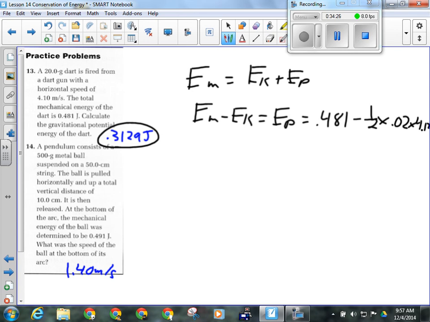How high is the dart? Okay, so how did we do that? Well, we said that EP equals m times g times h, so we took this number here and divided it by m times g. So we went 0.3129 divided by 9.81 times 0.02. And we get 1.59 meters.